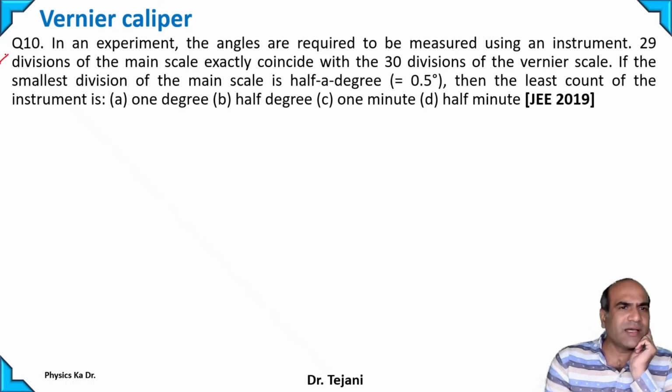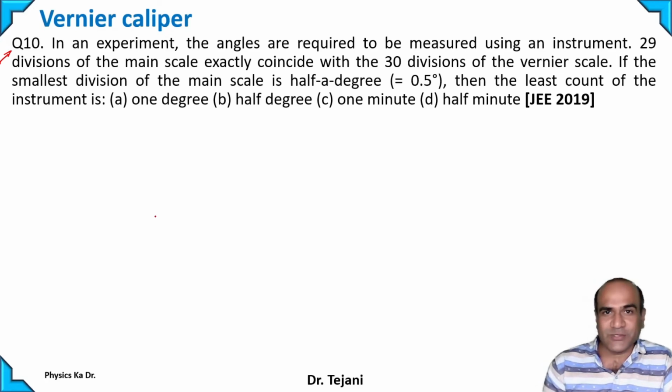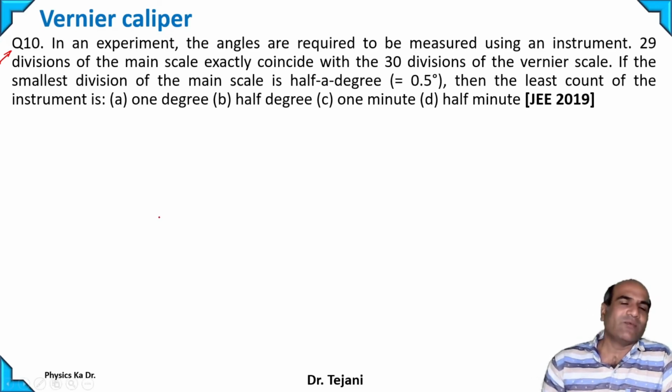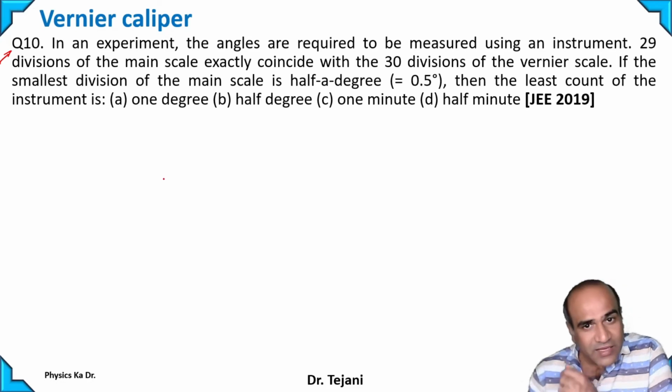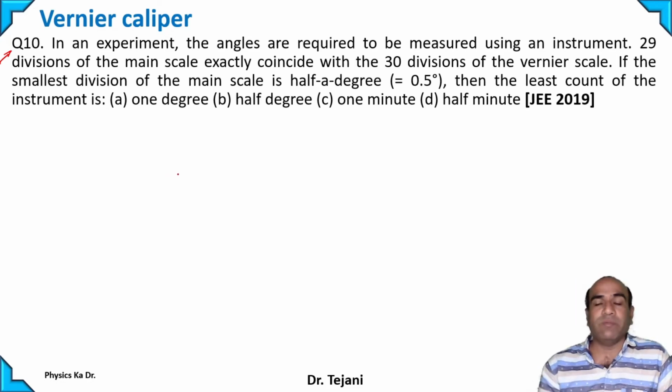Question number 10. I think you should pause the video and solve this. What is given? In an experiment, the angles are required to be measured. Now this is to measure angle. The Vernier calipers are also used to measure angle. Yes, special verniers are available, called vernier protractors.